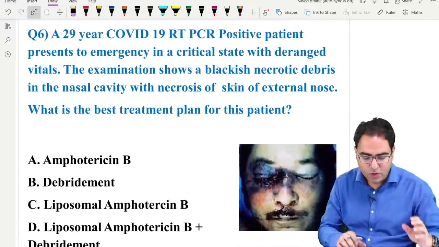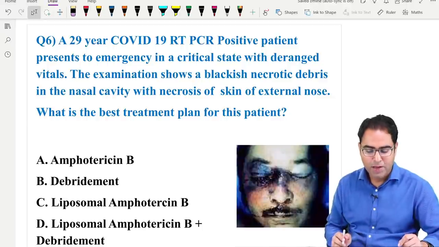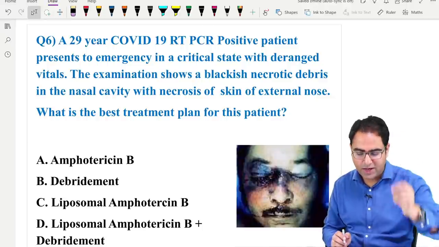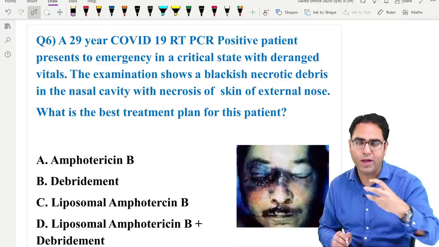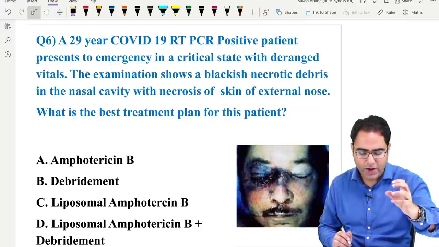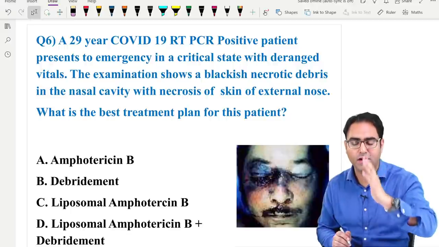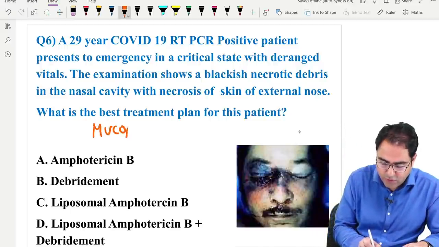A 29-year-old COVID-19 RT-PCR positive patient presents to the emergency in a critical state with deranged vitals. The examiner shows blackish necrotic debris in the nasal cavity with necrosis of the skin of the external nose. Black, black, black. I'm 100% sure you know it. It's a case of mucormycosis.